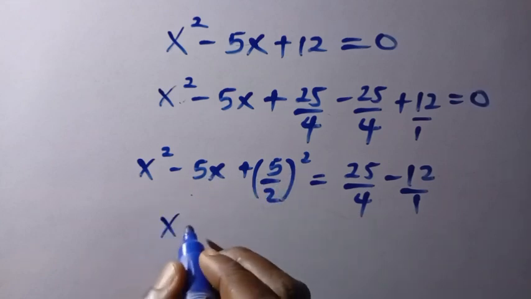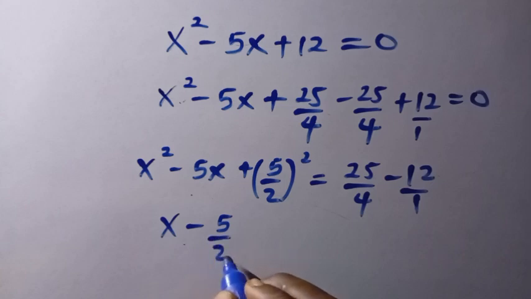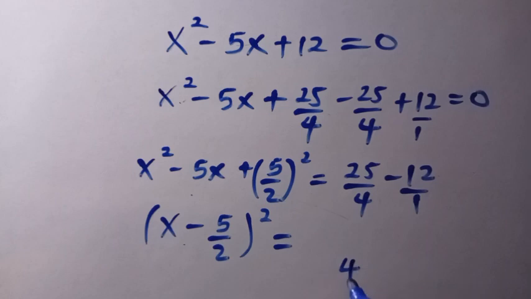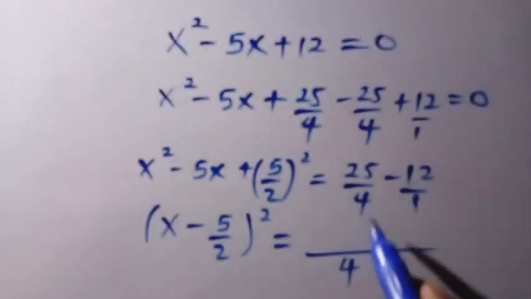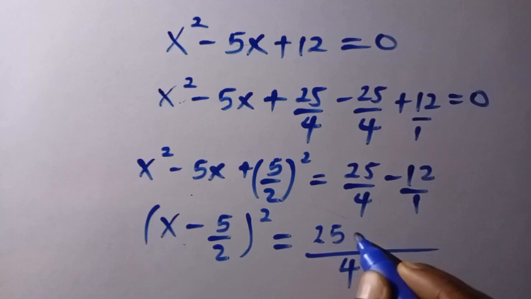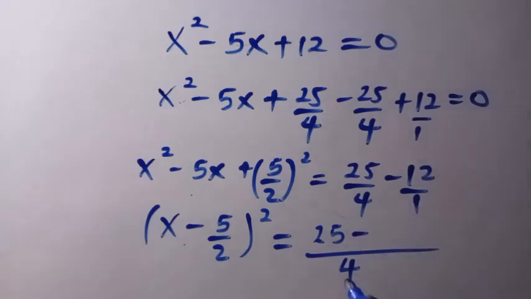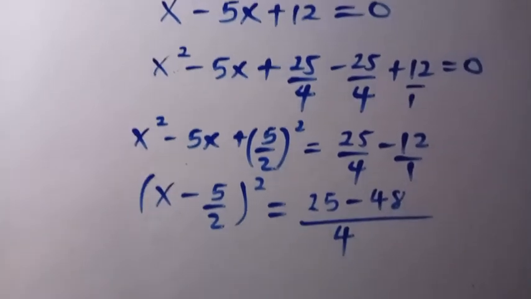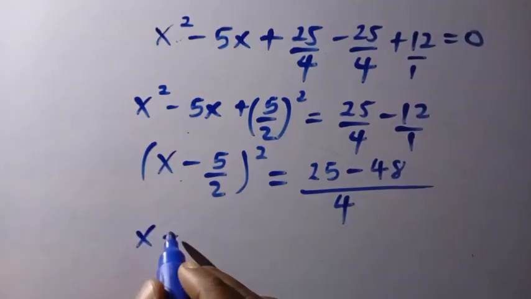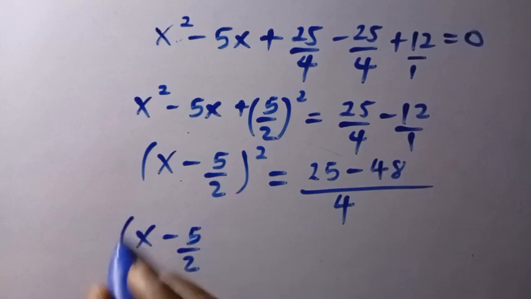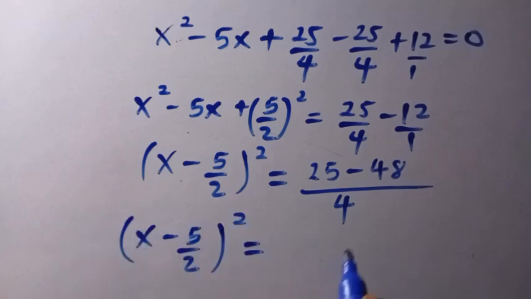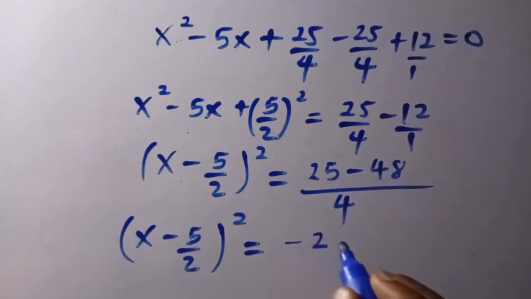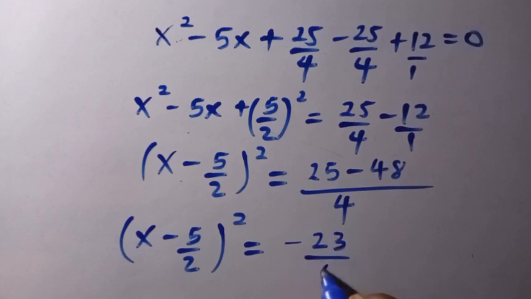This is the same thing as x minus 5 over 2 squared equals, so the LCM here is 4. Then 4 in 4, that is 1, 1 times 25. We have 25 minus 1 in 4, that is 4, multiplied by 12, that is 48. Then we have x minus 5 over 2 raised to power 2 equals, by subtracting, minus 23 divided by 4.